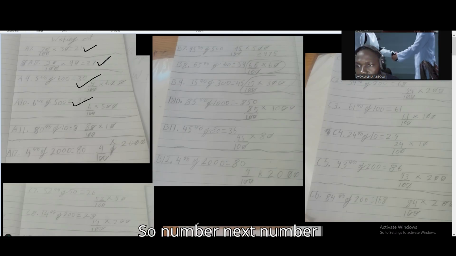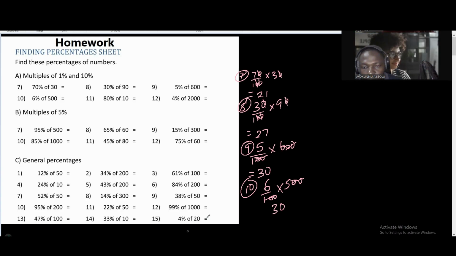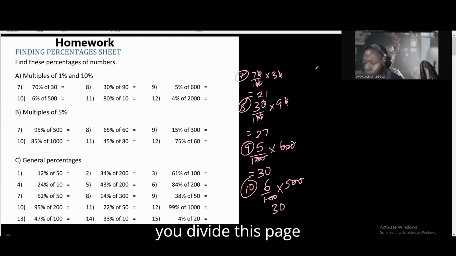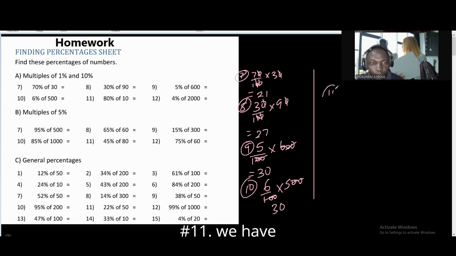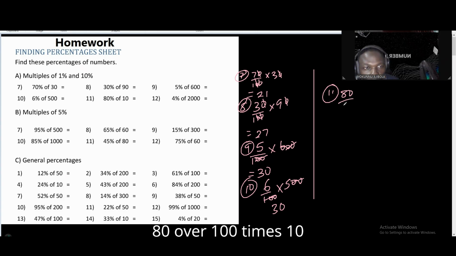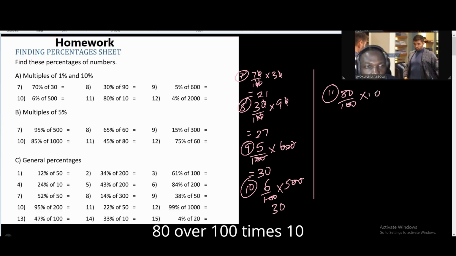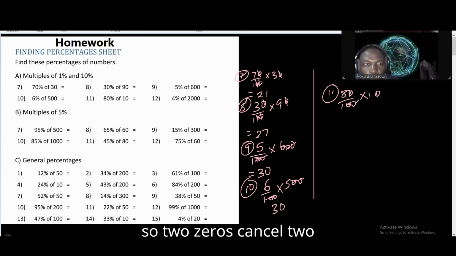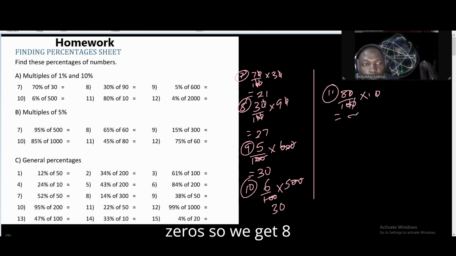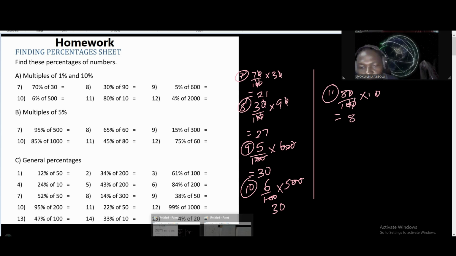So next number, we divide this page. Number 11, we have 80% of 10. 80 over 100 times 10. So two zeros cancel two zeros. So we get 8.